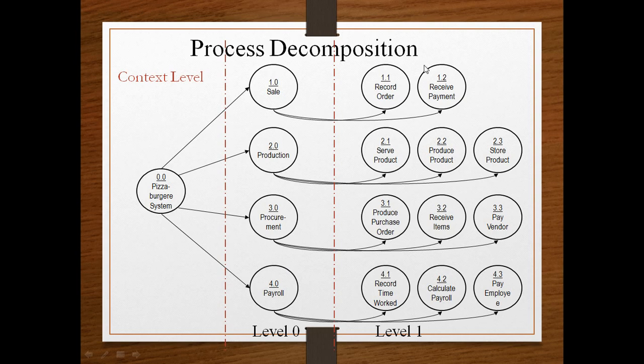Let's go ahead. This is how we have put the decomposition here. This is the pizza burger system. Then these are sale, production, procurement, payroll. Sale can have record order, receive payment. Production can have serve product, produce product, store product. Procurement has produce purchase order, receive item, pay vendor. And payroll is going to calculate your time workload, calculate payroll, and pay the employee.